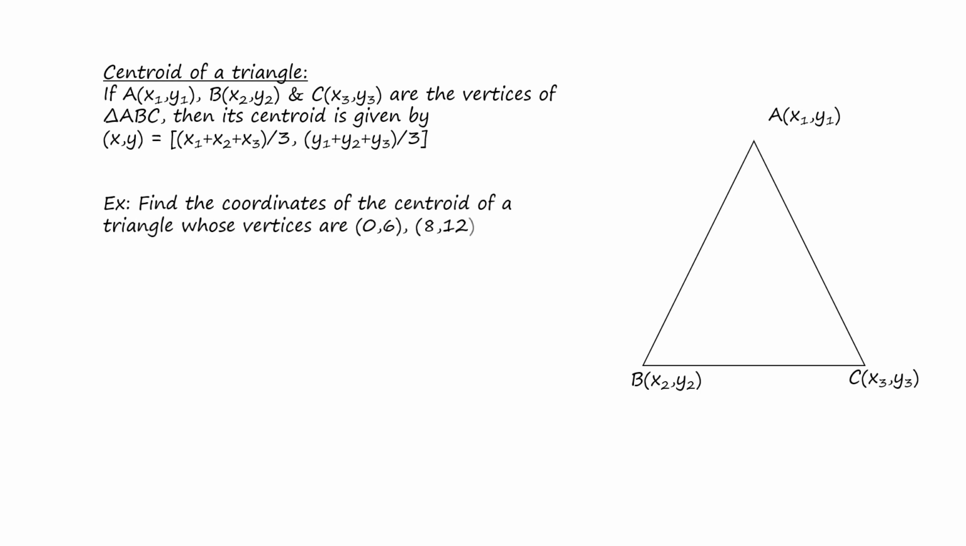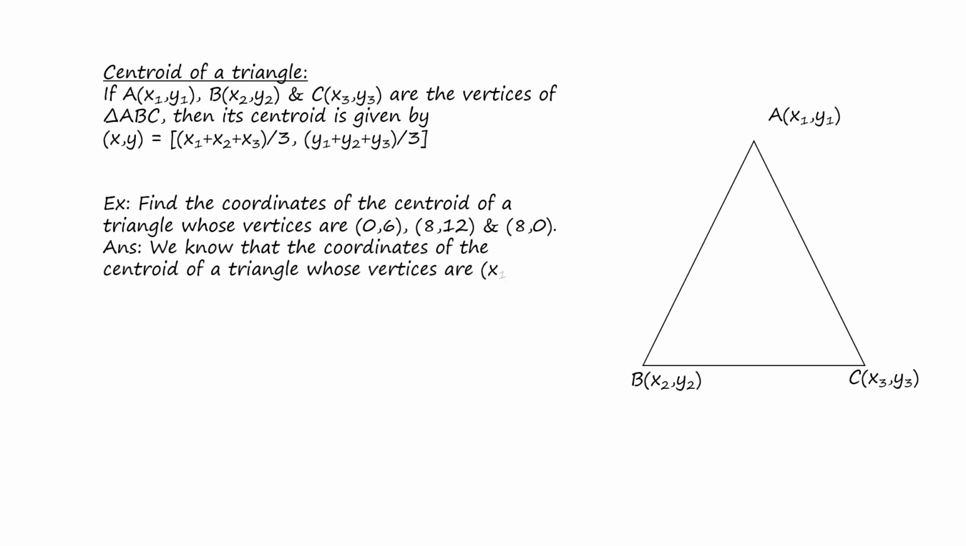So let's see an example. Find the coordinates of the centroid of a triangle whose vertices are (0, 6), (8, 12) and (8, 0). We know that the coordinates of the centroid of a triangle whose vertices are (x1, y1), (x2, y2) and (x3, y3) are (x, y), which is equal to ((x1 + x2 + x3) divided by 3, (y1 + y2 + y3) divided by 3).